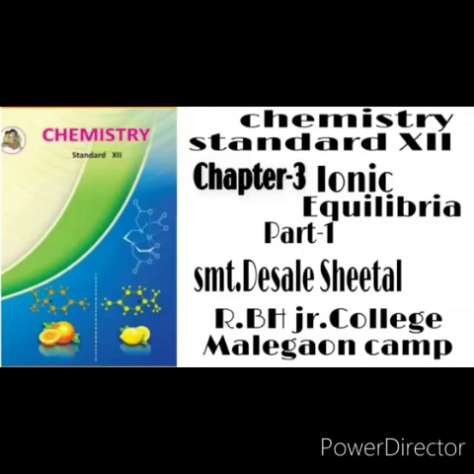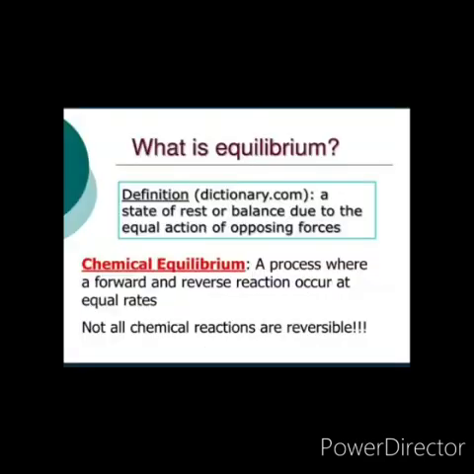Today we started our chemistry session, chapter number 3, Ionic Equilibria. To study ionic equilibria, first it is important to know what is meant by chemical equilibrium, which we studied in 11th standard. It is the state of a chemical reaction at which the rate of forward reaction and backward reaction are equal and the concentration of reactant and product.